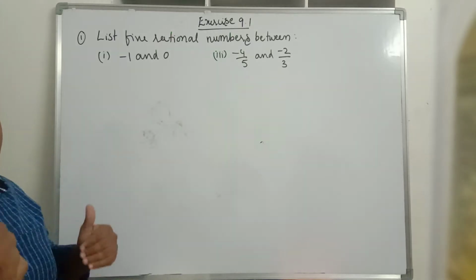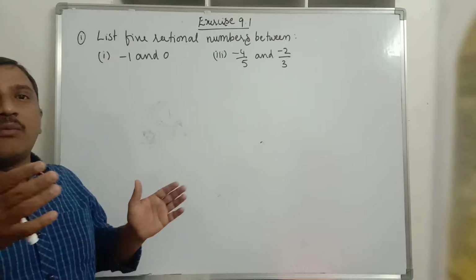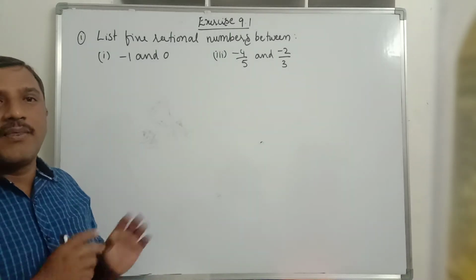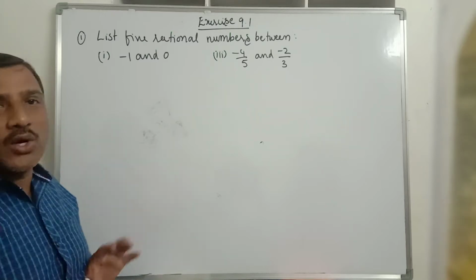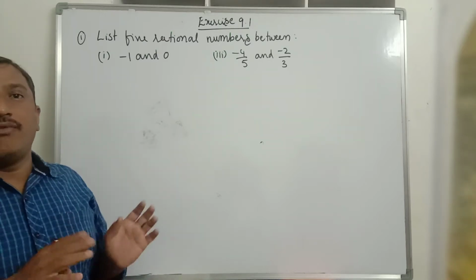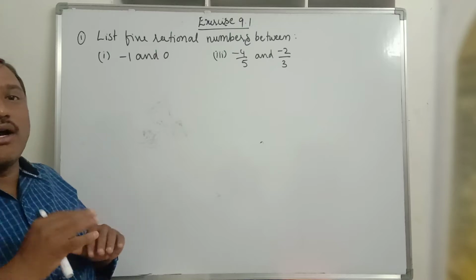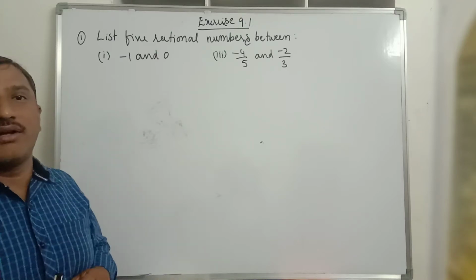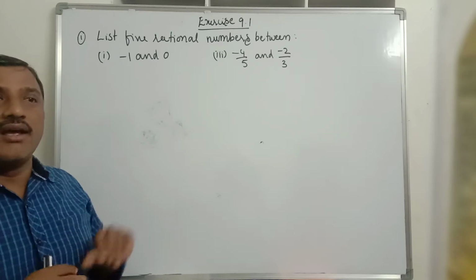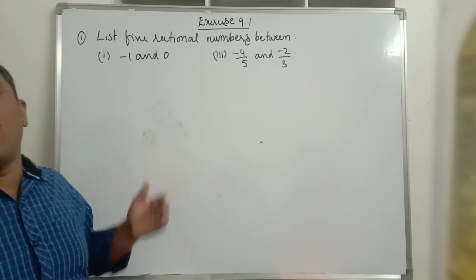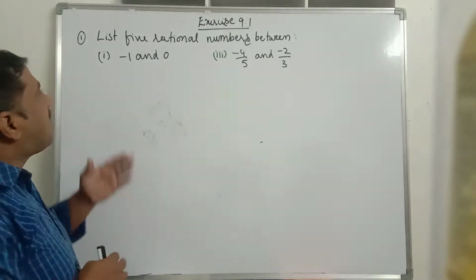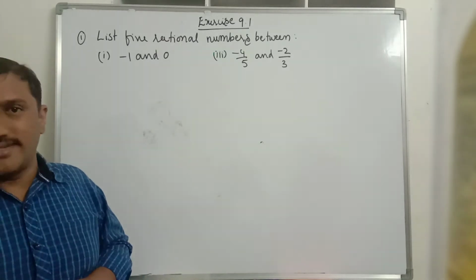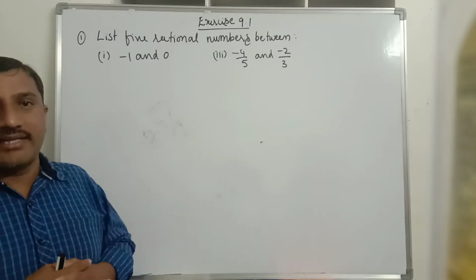As we studied in lower classes, how many natural numbers are there between two consecutive natural numbers, that is 2 and 3? There is no natural number between 2 and 3. Then what are the natural numbers between 2 and 5? We have 3 and 4. Similarly, we studied for integers and whole numbers. Now we are going to study for rational numbers. There are infinite rational numbers between two rational numbers.